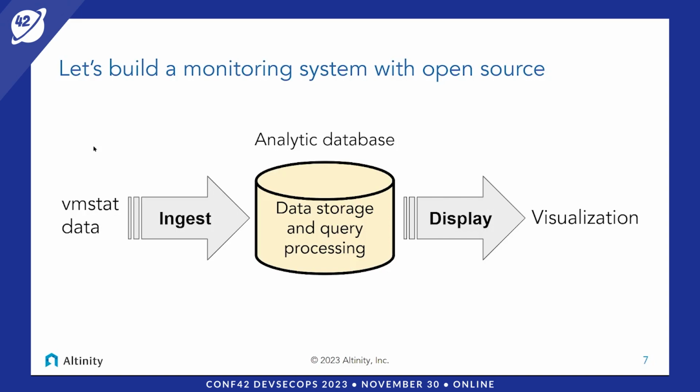The basic system that we're going to build to do monitoring is going to consist of three parts. We have the source data, so we need something that can collect that data and ingest it. We need a place for it to live, and that's what we call an analytic database. This is a database that's designed to hold large amounts of data and answer questions on it very quickly. And then finally, we need a mechanism to display it so that you end up with some nice graphical visualization like what I showed you a couple slides ago.